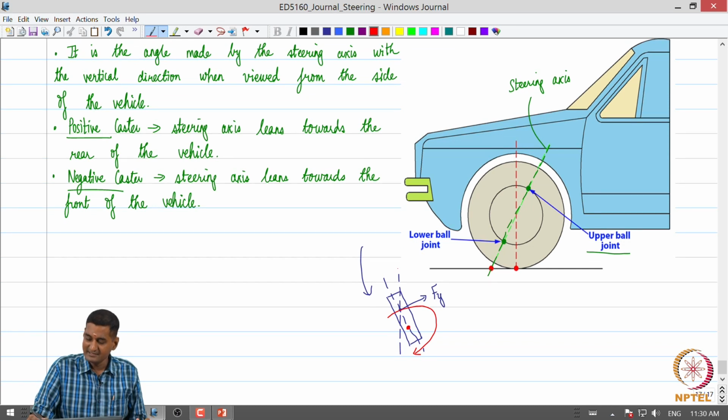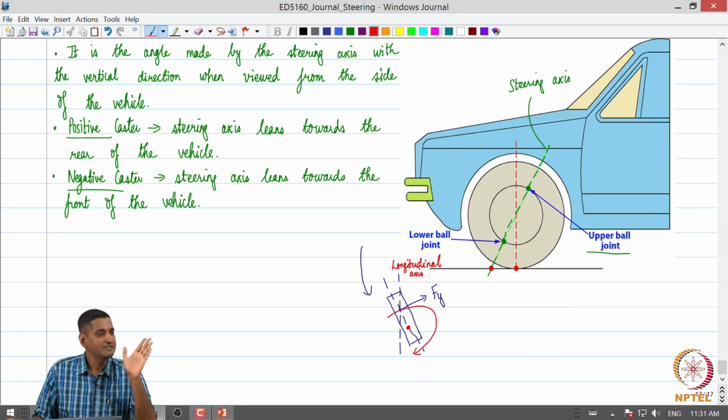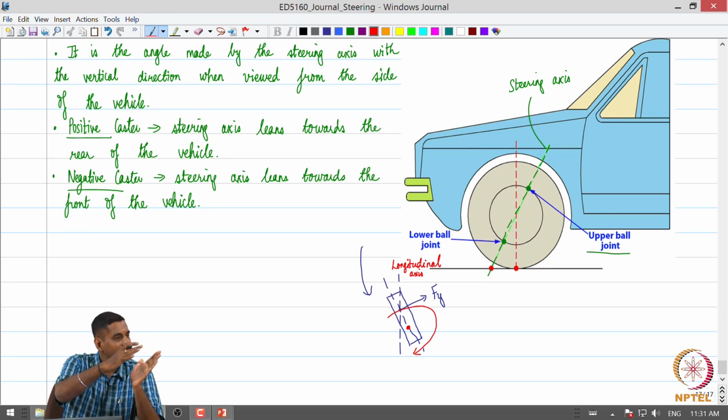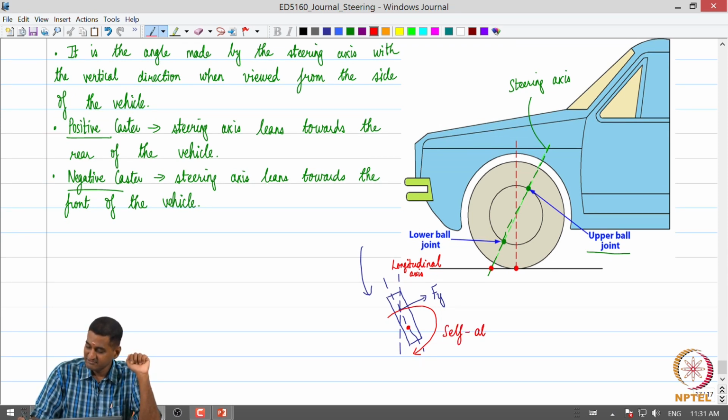Because this is an axis parallel to the longitudinal axis of the vehicle, and this is the wheel plane, or the wheel axis, the self aligning moment is going to have a tendency to rotate the tire and the wheel assembly and make it straight, within quotes. So, this is what is called self aligning torque or self aligning moment, and we would have observed this when we steer a vehicle.